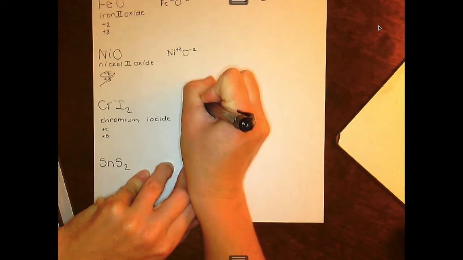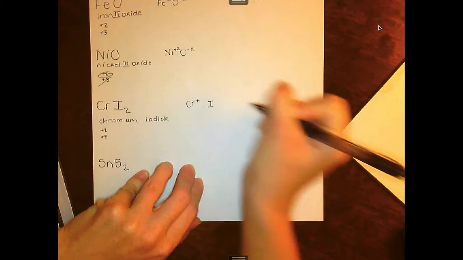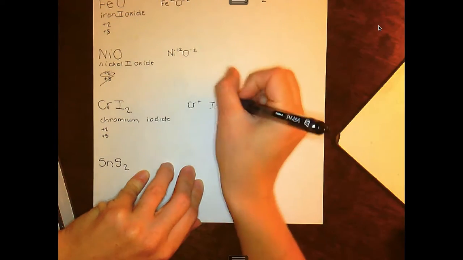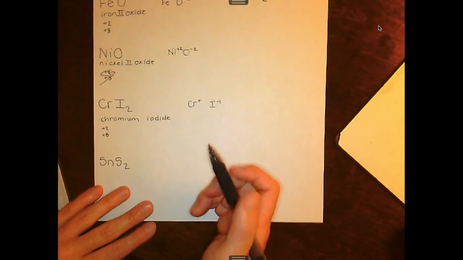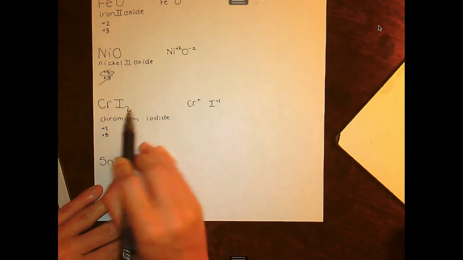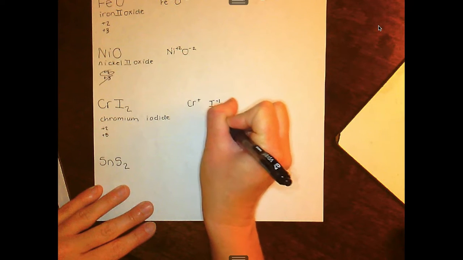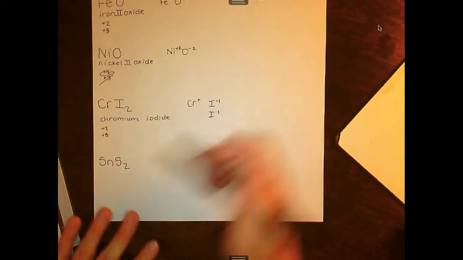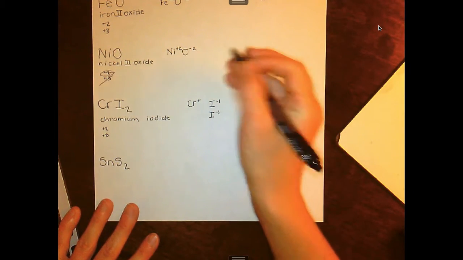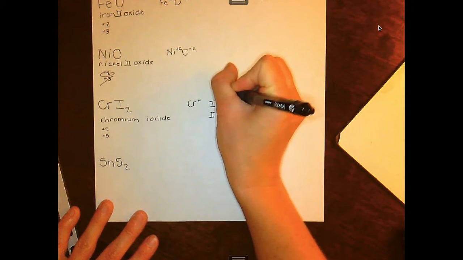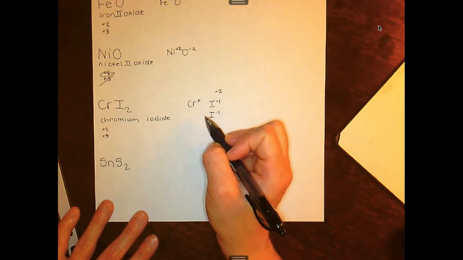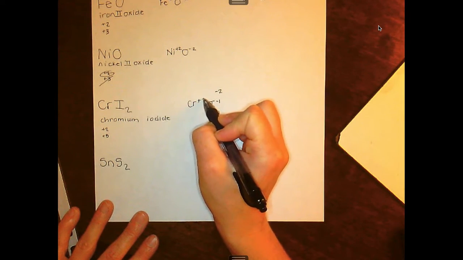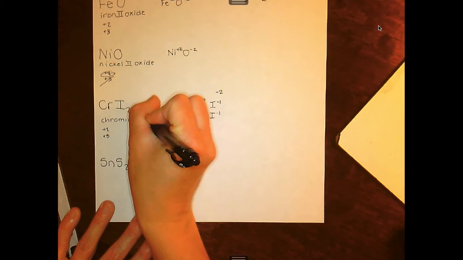I'm going to go ahead and write chromium as my metal. And think about iodine. What do you know about iodine? You know that it has a -1 charge, if it's just one iodine atom. However, look over here at your chemical formula. You actually have 2 iodine atoms. So when we look at the iodines, what's the total charge on the iodines? A -2. Which means, what does the chromium have to be in order to cancel out that -2? It has to be a +2. So we're going to put in our Roman numeral of 2 right there.